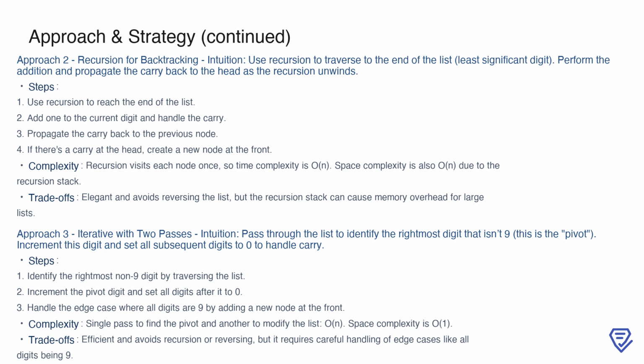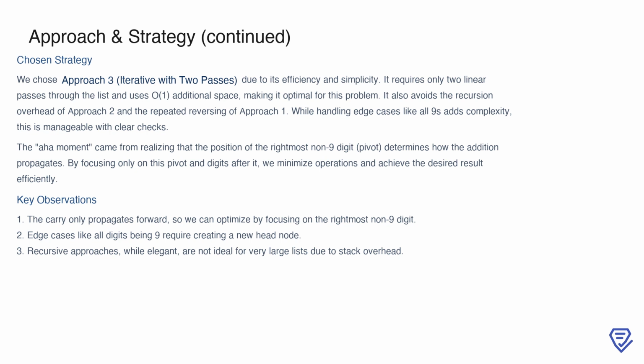Finally, we explored a third method, which uses an iterative two-pass strategy. This involves identifying the rightmost digit that isn't a 9, known as the pivot, and using it as the key point for carry propagation. We ultimately chose the iterative two-pass approach because it is both efficient and simple to implement. This method requires only 2 linear passes through the list and uses constant space, making it the optimal choice for this problem. It avoids the recursion overhead of the backtracking approach and the repeated reversing of the brute force method.